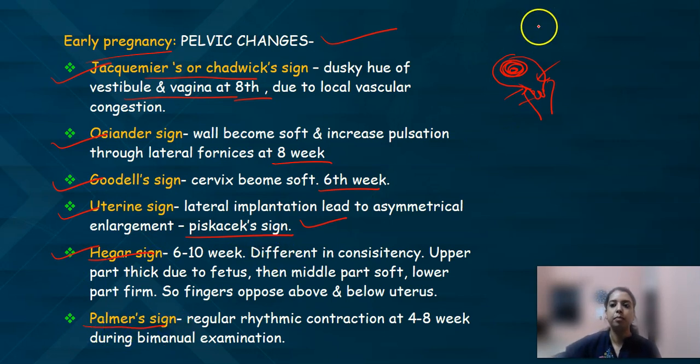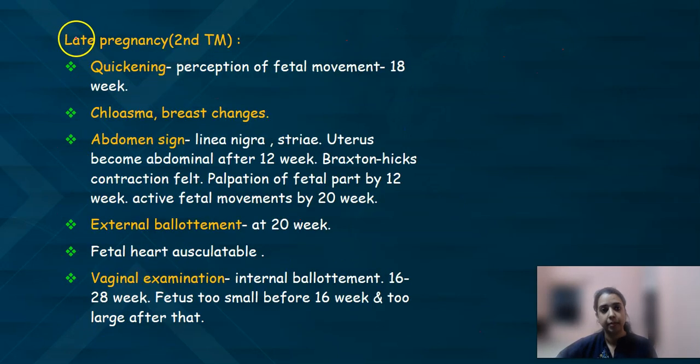Palmer sign: when you do a bimanual examination, rhythmic contractions of the uterus can be felt at 4 to 8 weeks. That is Palmer sign. A lot of named signs, but you have no option. You have to remember. Repeated questions have been asked on the signs of pregnancy.